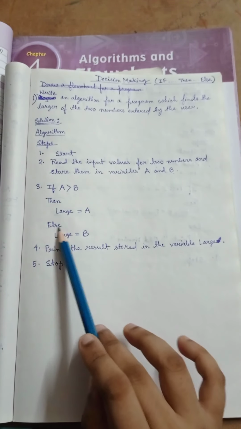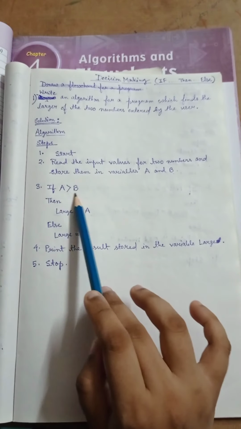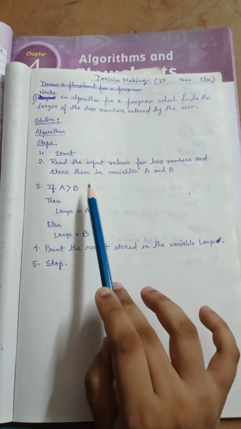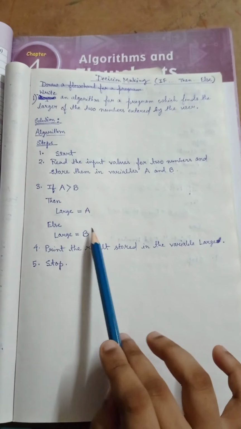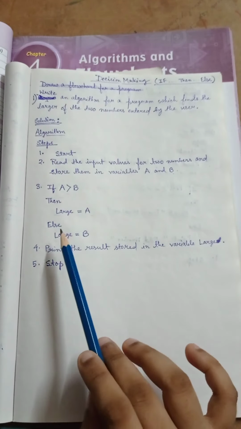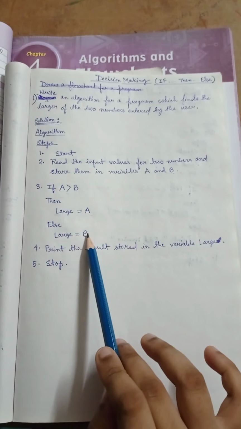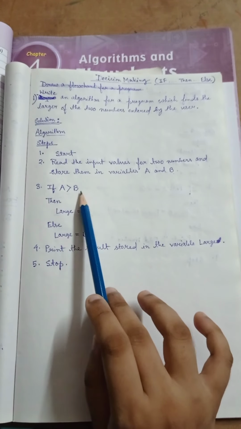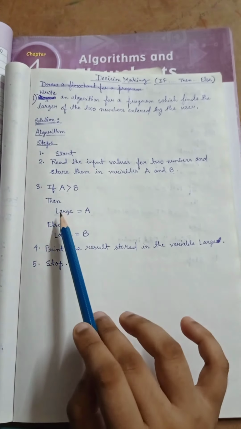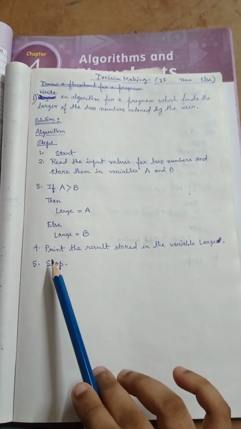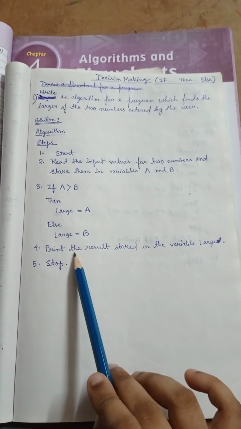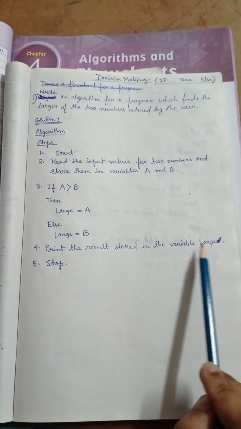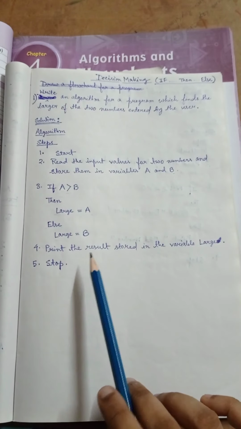And in the else part, if this condition becomes false, then the else part gets executed. So the else part is large equals b. If a is not larger than b, then b is the biggest number. So large is equal to b. Then print the result stored in the variable large and then stop.